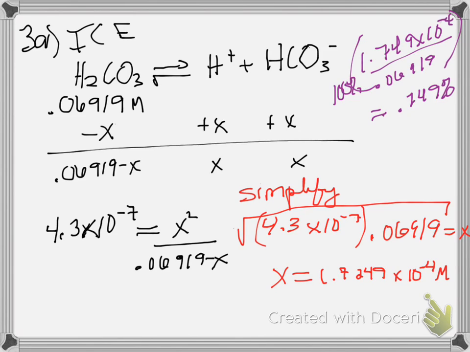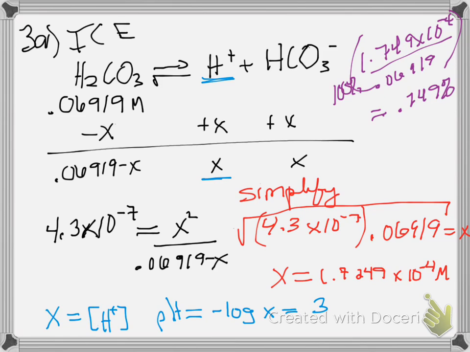Okay, so then the final step here is going to be to figure out what the pH is. I know x, which is H plus. So x equals H plus. So I can just say that the pH equals the negative log of x. And when I put that in the calculator, I get a pH of 3.76, which is pretty reasonable for a weak acid, so that makes sense to me. Okay, so that's 3A.